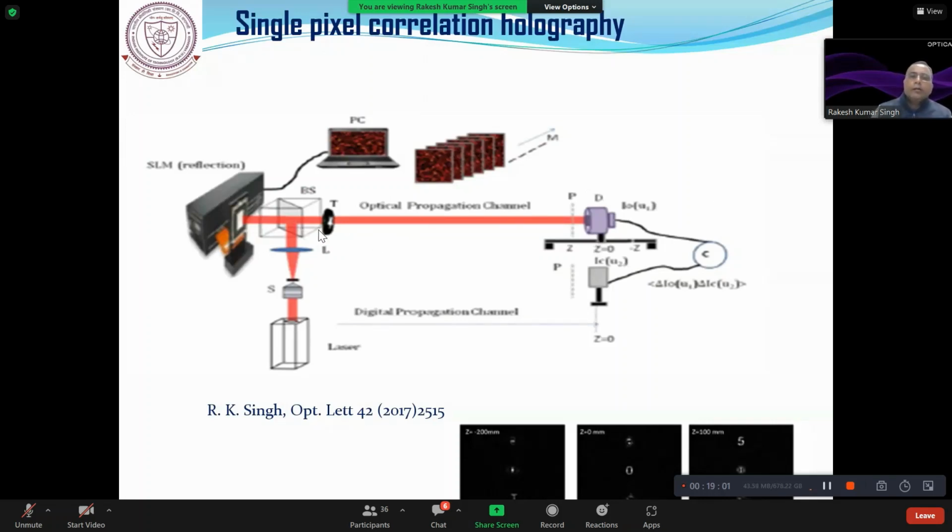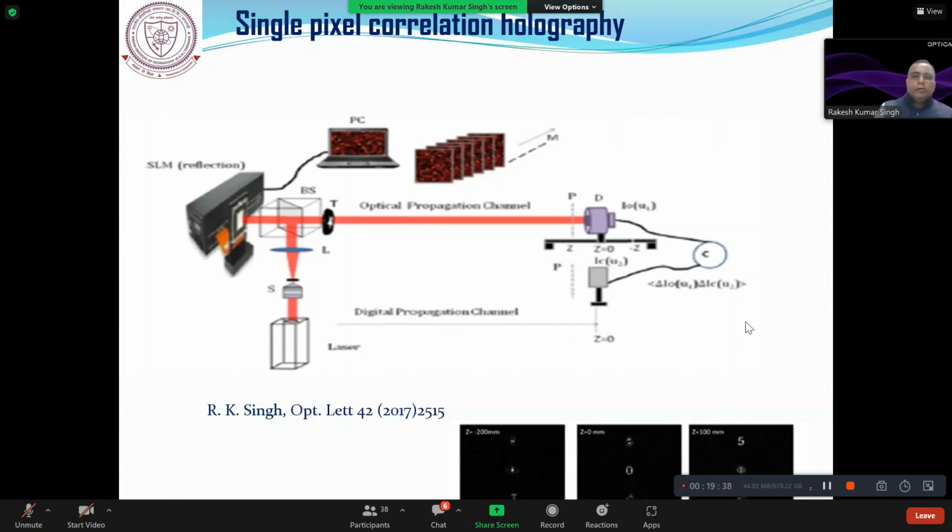So this is the random pattern illuminating the object, and we record it at a single pixel, and this detector is fixed at a particular distance, z equal to 0. The patterns which we are loading at the SLM, we have in our computer, so we can digitally propagate these patterns without interacting with the object, like in ghost imaging, where one arm is interacting with the object, and the other arm is directly going to the detector. So here the speckle pattern, the random pattern which we are loading at the SLM, is digitally propagated.